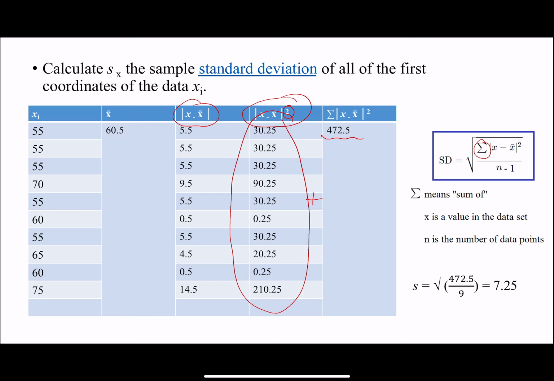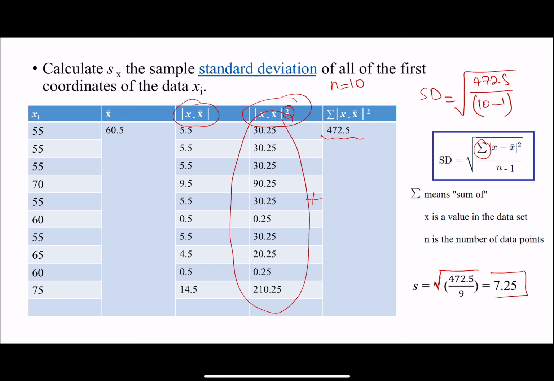472.5. Okay, so standard deviation is the square root of, okay, so the numerator is 472.5, the denominator is n minus 1, n is 10, right? So I have 10 data items, 10 minus 1 is 9, right? So guys, don't forget, 472.5 divided by 9, and then don't forget to take the square root, okay? That's really important. When you do that, you get 7.25, that's the standard deviation, okay?